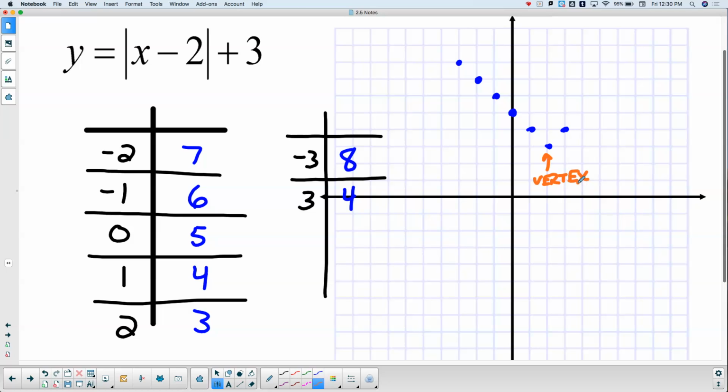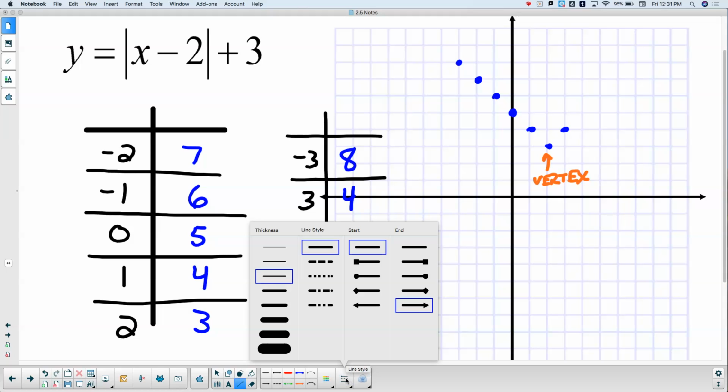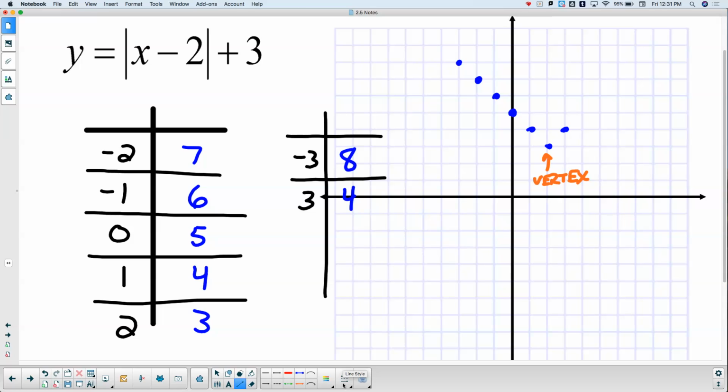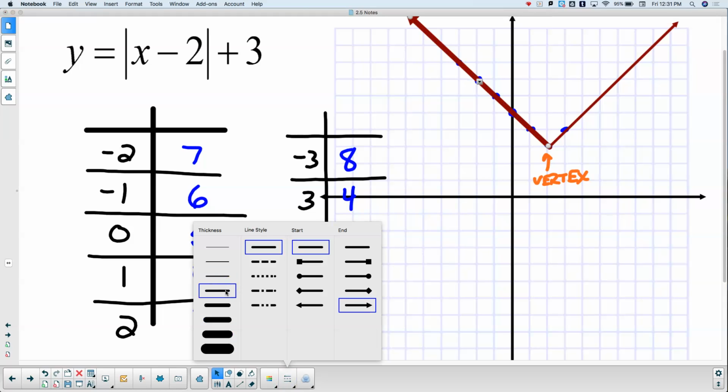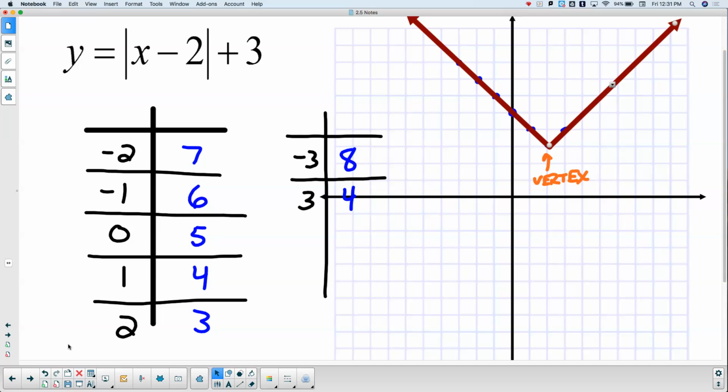Okay? So now what we can do is use a straight edge, something straight like a ruler or an ID card or edge of a folder or your planner, lots of stuff. We can use that straight edge and we draw in our 2 wonderful rays, and there's our absolute value.